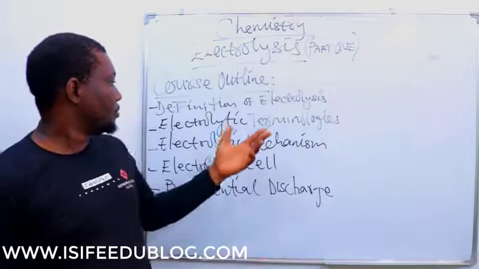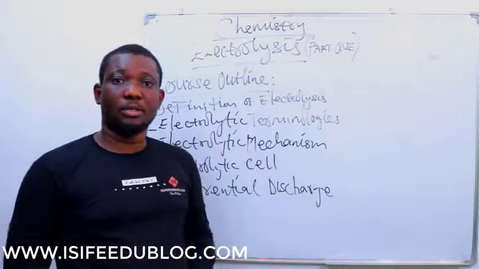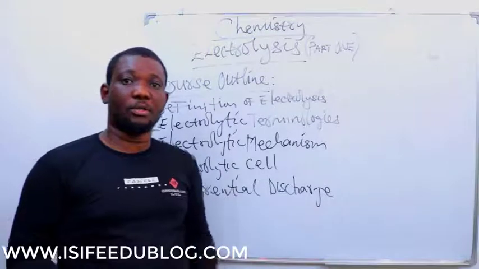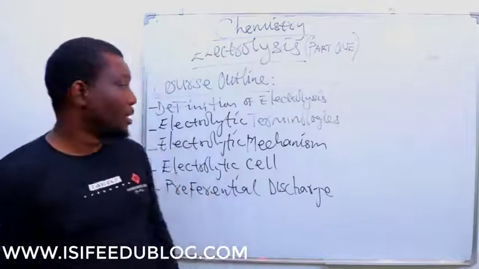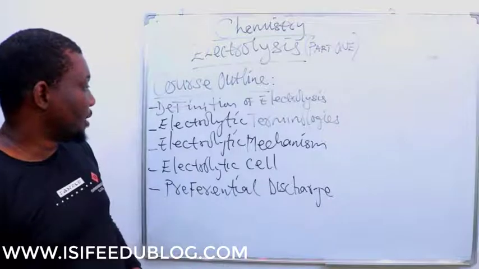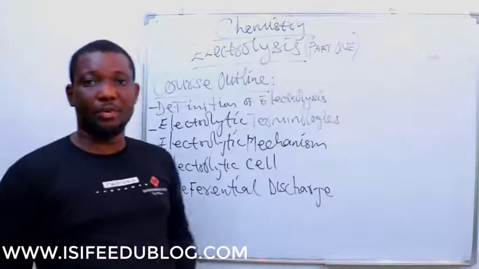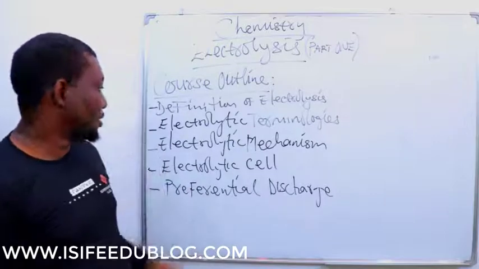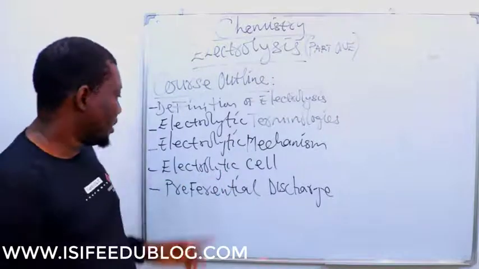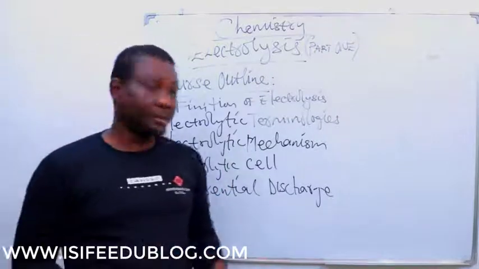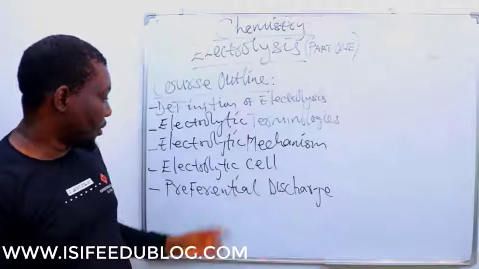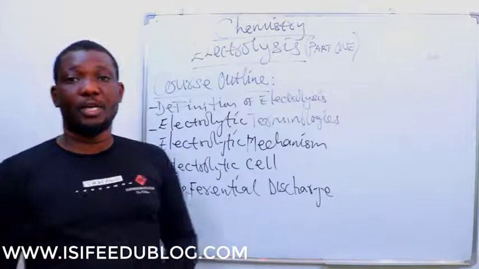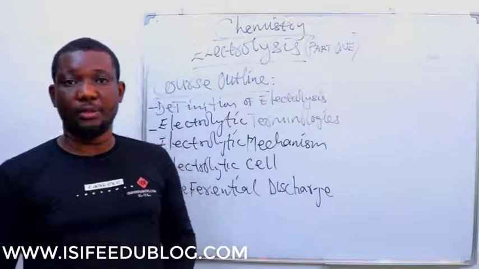And then we also look at conductors, non-conductors, and differences between a conductor and the electrolytes. And then we'll look at the electrolytic mechanism of electrolysis, how it works, reactions in the electrolysis, that's under electrolytic mechanism. And then we'll look at electrolytic cell. And then we conclude this part 1 video on electrolysis by discussing preferential discharge of ions.